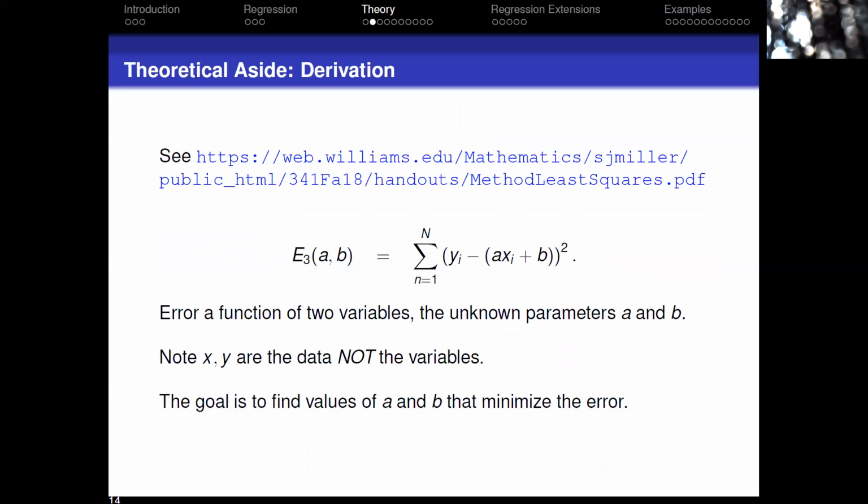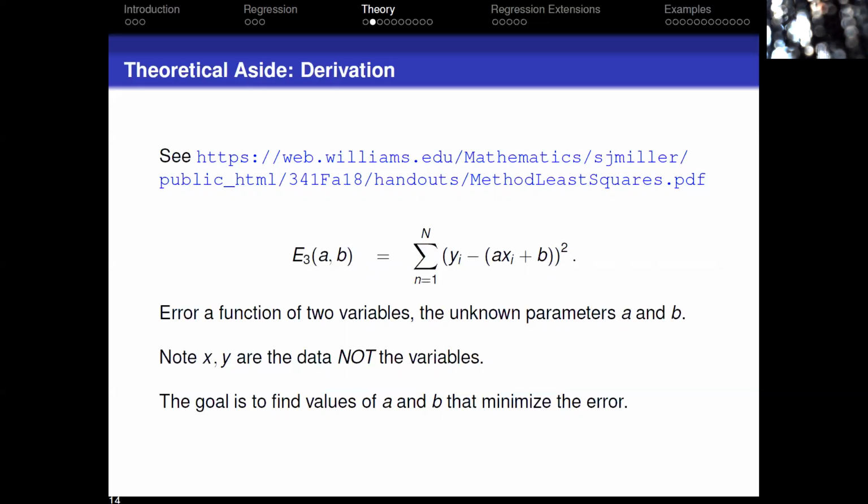So I'm pulling this from a handout that I've posted in a tremendous number of classes. So I have a function of two variables, but the two variables are not x and y. The two variables are a and b. So you have to remember a and b are the variables. xi is the observation, the value I'm going to put in, and y is what I observe when I look at the value of xi. I want to find the values of a and b that minimize things.